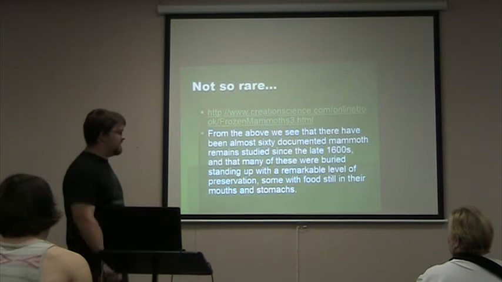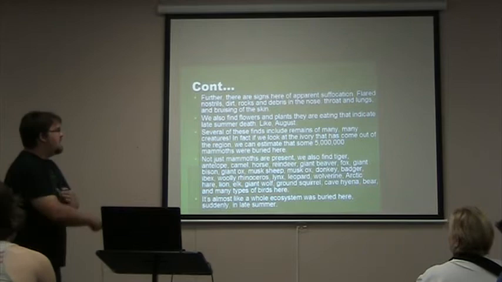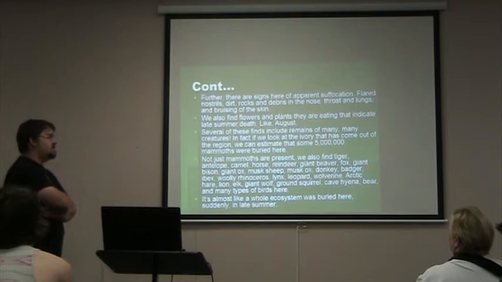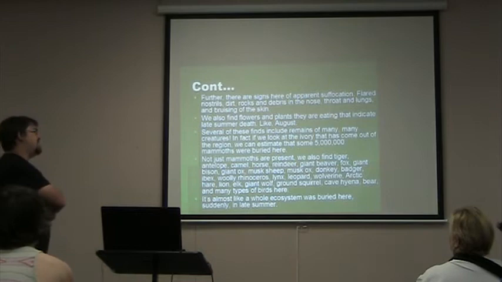Along with their entire environments. We have flared nostrils, dirt, rock, and debris in their nose, throat, and lungs. We have bruising on the skin, indicating death by asphyxiation. We find flowers and plants they were eating that indicated a late summer death.